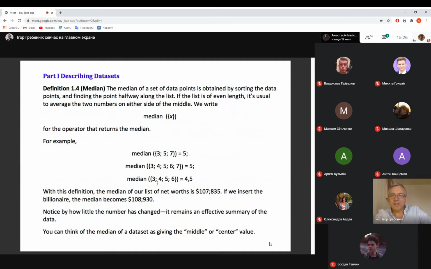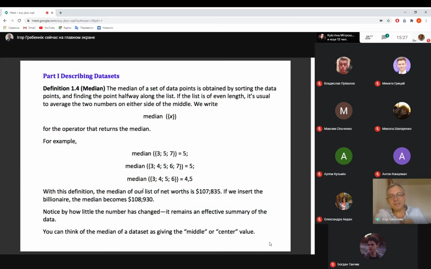Here we have an even number of elements. We should take these 2 elements and calculate the mean between them. 4 plus 5 divided by 2. This is the median of a data set with 4 elements.